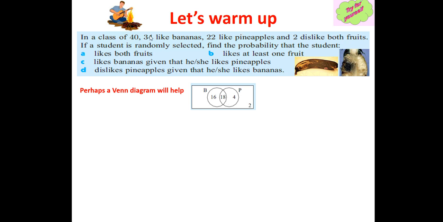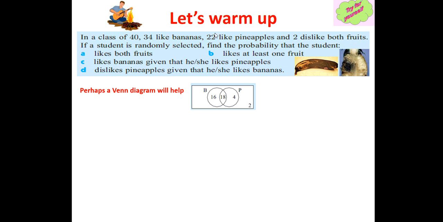So 34 plus 22 does not equal 38. 34 bananas and 22 pineapples. Let's see what the overlap is. So 34 plus 22, if you're not sure, try to work it out on the calculator. 30 plus 20 is 50, 4 plus 2 makes it 56. So we've got 56 in the middle. So 56 is what the overlap is. So what's 56 take away 38? That will give you what the intersection should be.